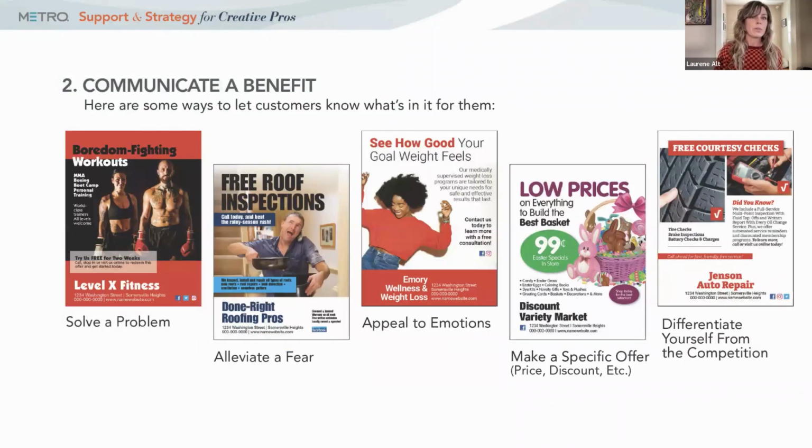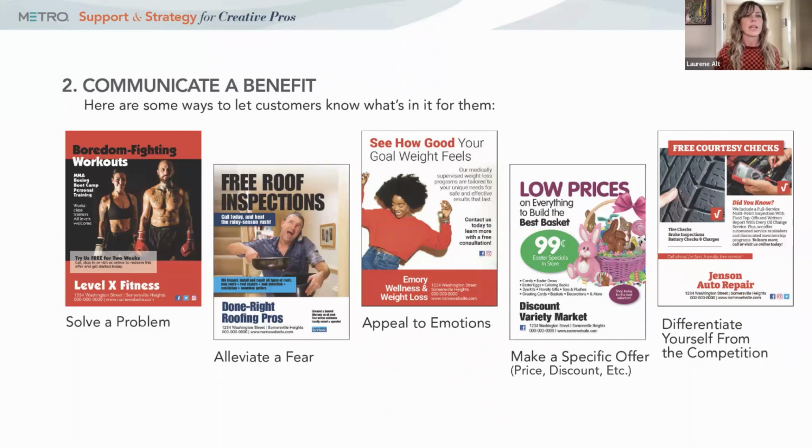On the next slide, your second goal for every ad, communicating a benefit. And here we have 5 examples of ways you can do that. You can solve a problem. Maybe it's boring workouts, keeping someone from going to the gym, or yard work, stopping them from enjoying their weekend, an ache and pain a chiropractor can address. Whatever it is, your advertiser should communicate how they can help.